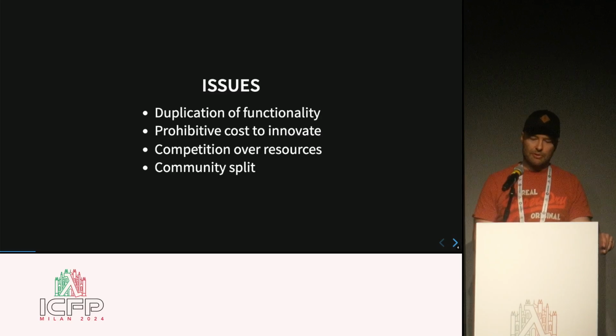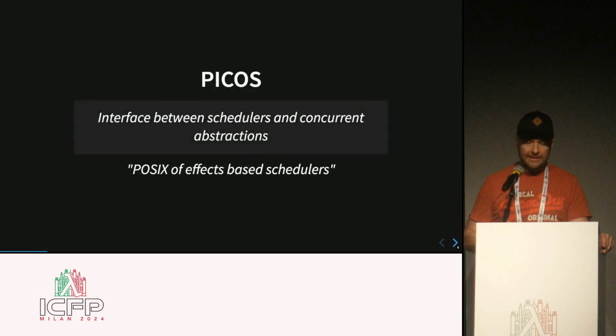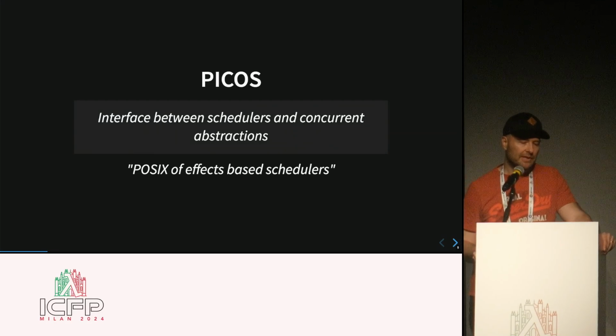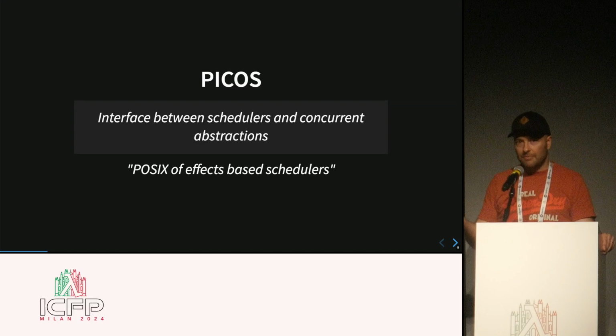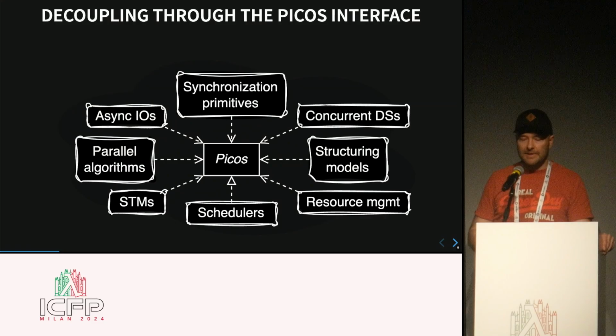So how do we solve this? The solution that we're proposing here is that we introduce an interface between schedulers and concurrent abstractions. The idea is that this Picos interface is kind of like the POSIX of effects-based schedulers. So you program against the interface, and what you get as a result is kind of this picture.